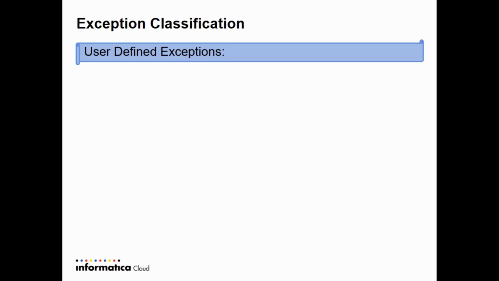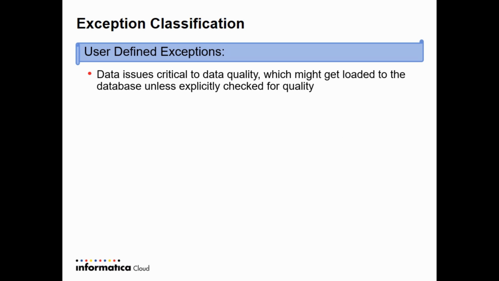User-defined exceptions. Data issues critical to data quality which might get loaded to the database unless explicitly checked for quality. These types of exceptions occur because of improper handling of data by the business user. For example, a credit card transaction with a future transaction date can be loaded into the database unless the transaction date of every record is checked.